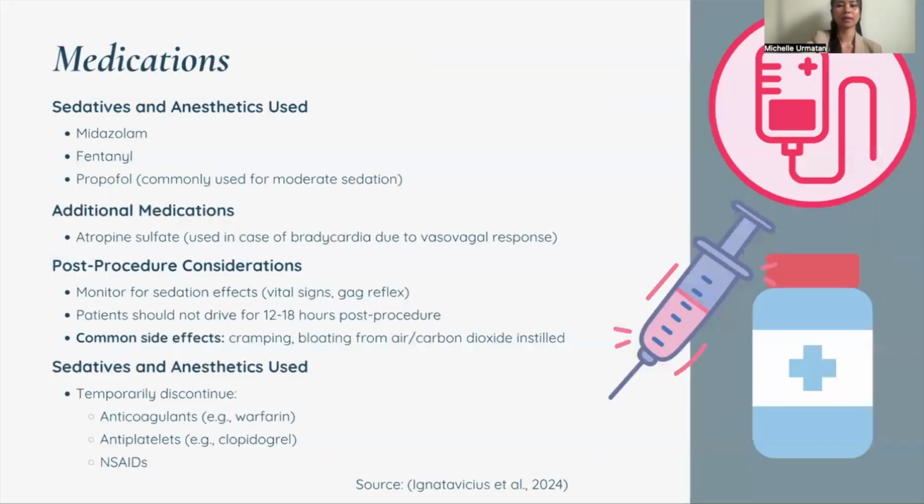So next is medications. To keep patients comfortable, moderate sedation is given via IV. Common medications include midazolam, fentanyl, and propofol, with propofol being the most commonly used for moderate sedation. Atropine sulfate may be used if the patient experiences bradycardia, often caused by vasovagal response.